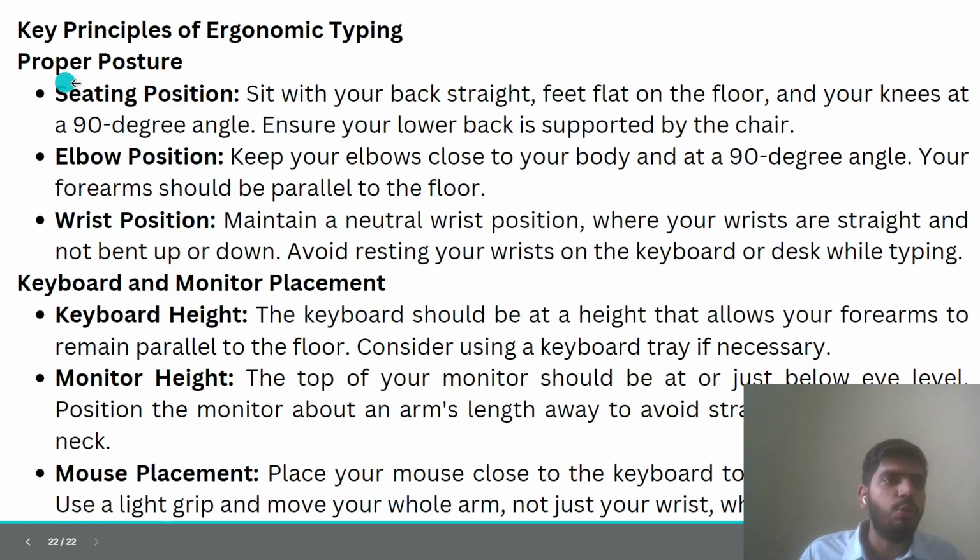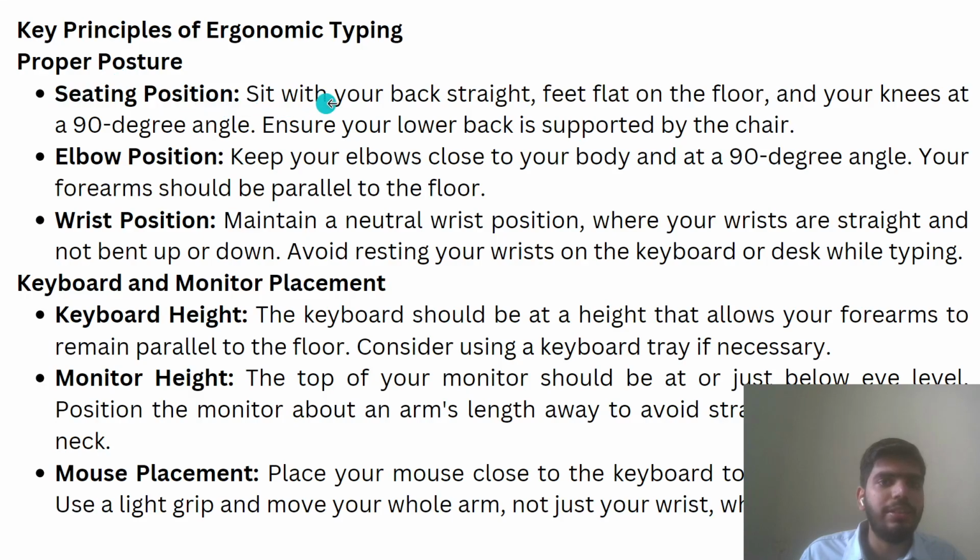And how to do that? To have proper posture, sitting position: sit with your back straight, feet flat on the floor, and your knees at a 90-degree angle. Ensure your lower back is supported by the chair. Very important, the lower back has to be supported by the chair because the major issue is in the lower back only. Elbow position: keep your elbows close to your body and at a 90-degree angle. Your forearm should be parallel to the floor. Wrist position: maintain a neutral wrist position where your wrists are straight and not bent up or down.